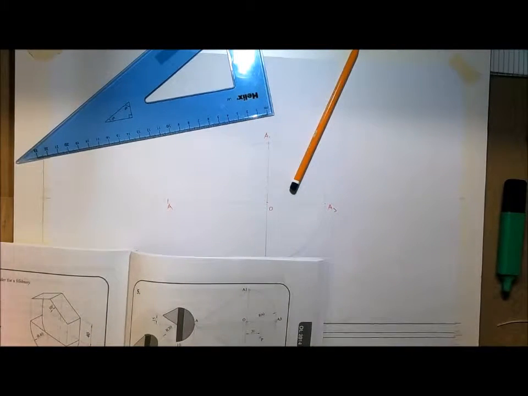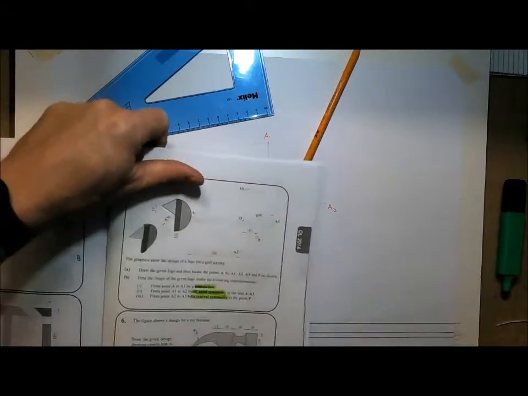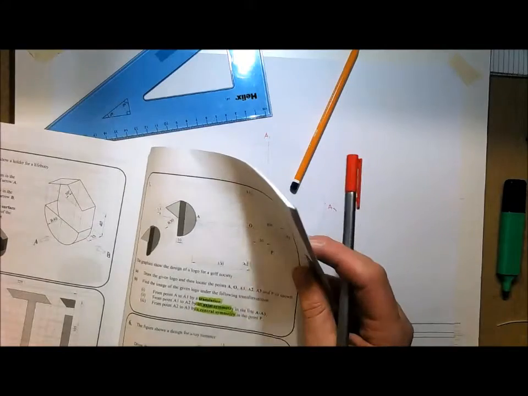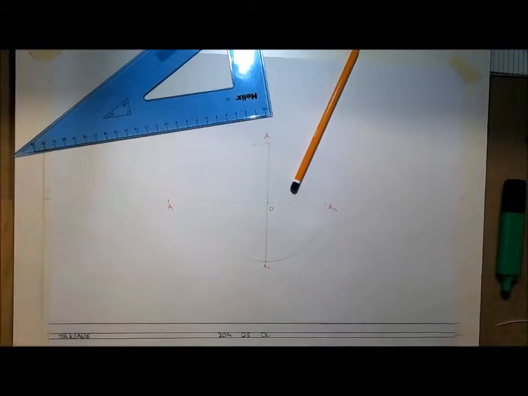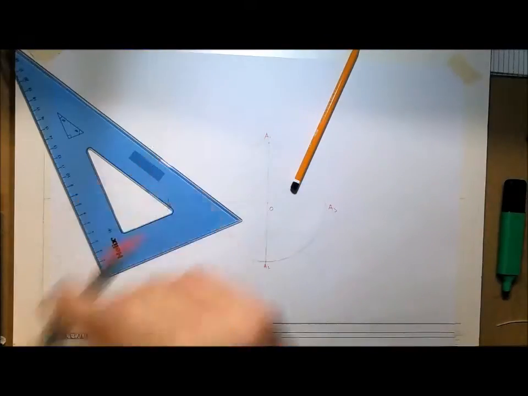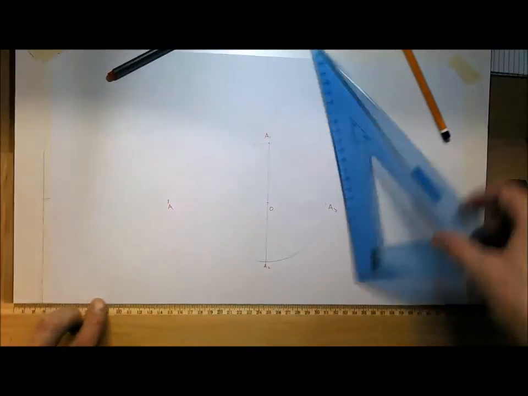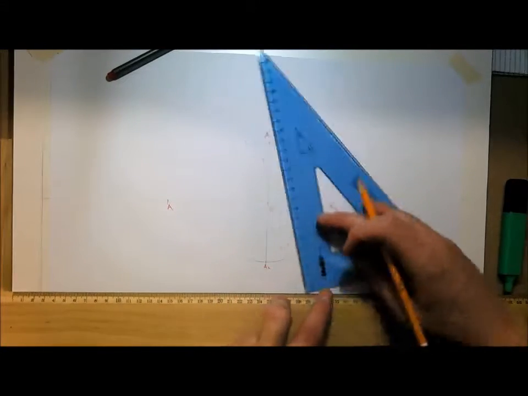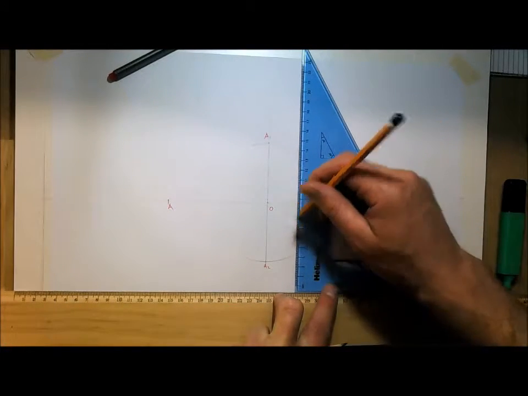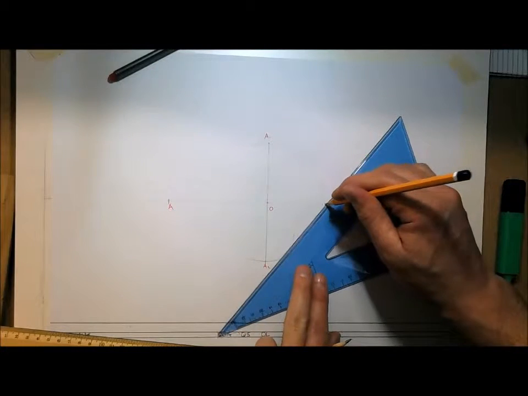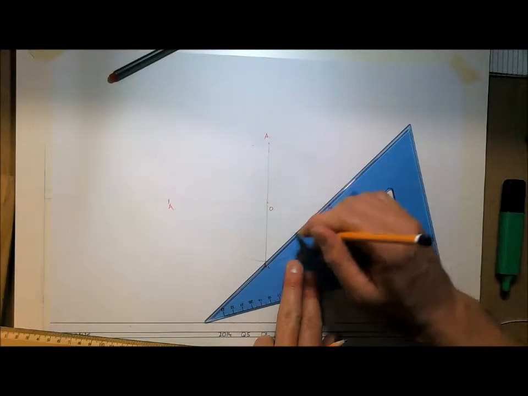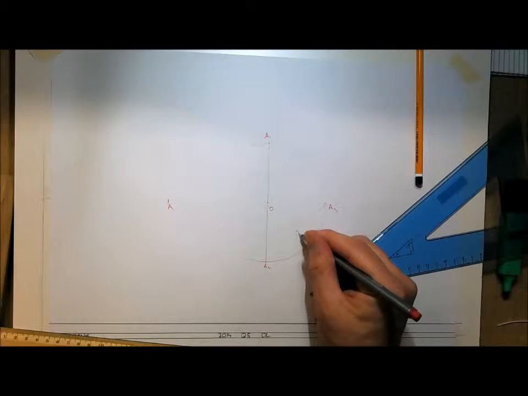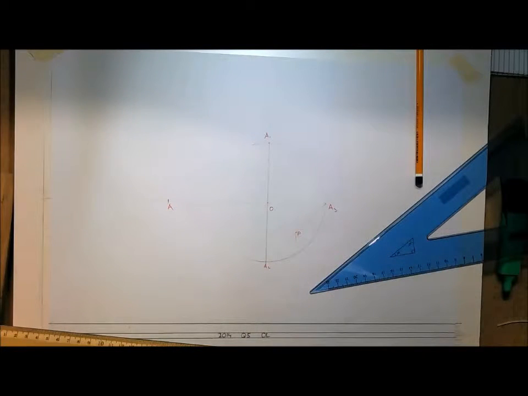We also need to get point P. So we're going to join A3 to A2 and come out 30 from our perpendicular line. Okay, 30. So join A3 and A2 where they intersect. That gives us P.